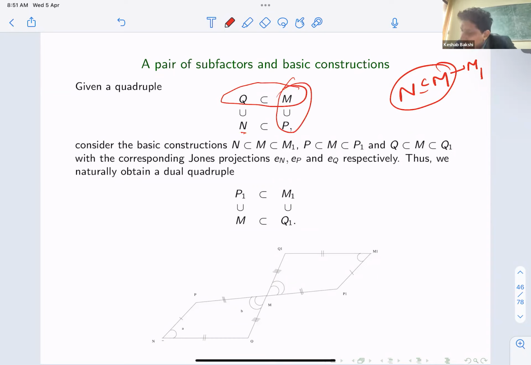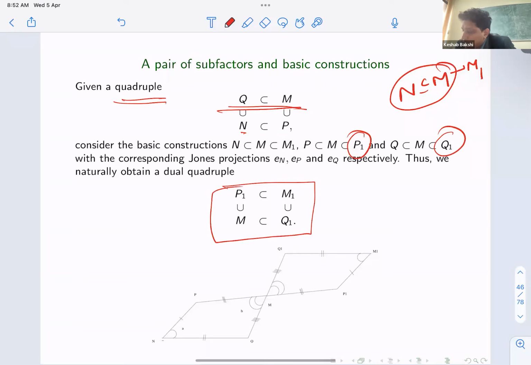Now, similarly, we can do the basic construction of the quadruple. So basically for P subset M, if you do the Jones basic construction, you will get another II_1 factor P1. For Q subset M, you will get another II_1 factor Q1. So we obtain a dual quadruple, P1, Q1, M1. So out of a II_1 factor with two subfactors Q and P, we obtain two subfactors P1 and Q1, which lie inside M1. Remember, M1 is the N subset M basic construction. So the basic construction of this quadruple is this quadruple.